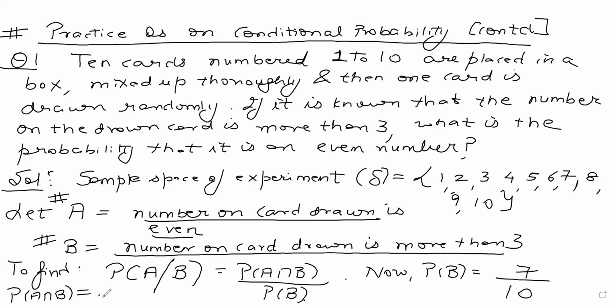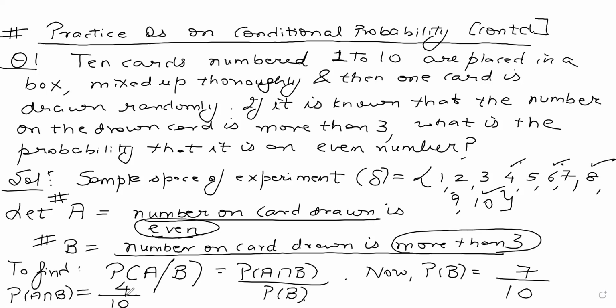Again, students, my total number of outcomes is 10. What are the favorable number of outcomes? I need a number which is even and more than 3. Even and more than 3 means 4, 6, 8, and 10. How many possibilities? 1, 2, 3, 4. So 4 by 10.